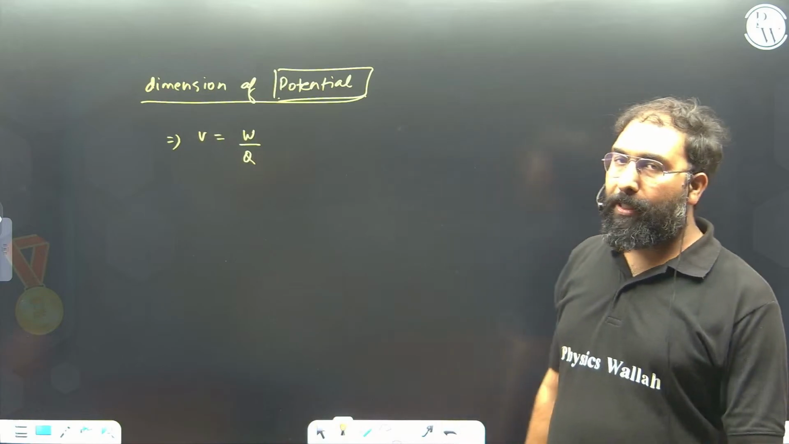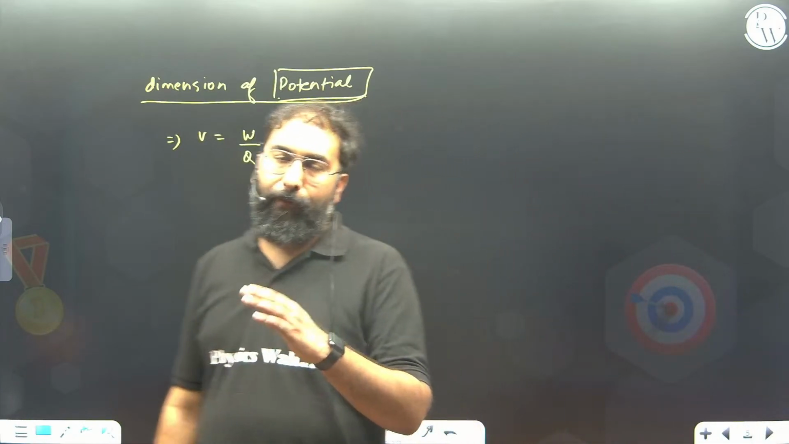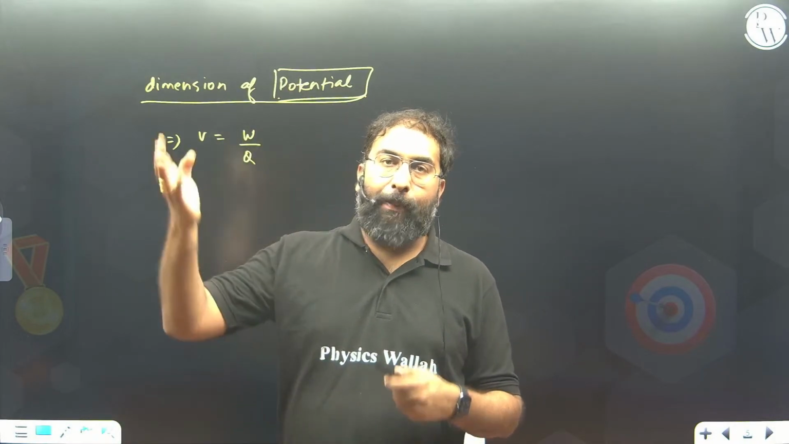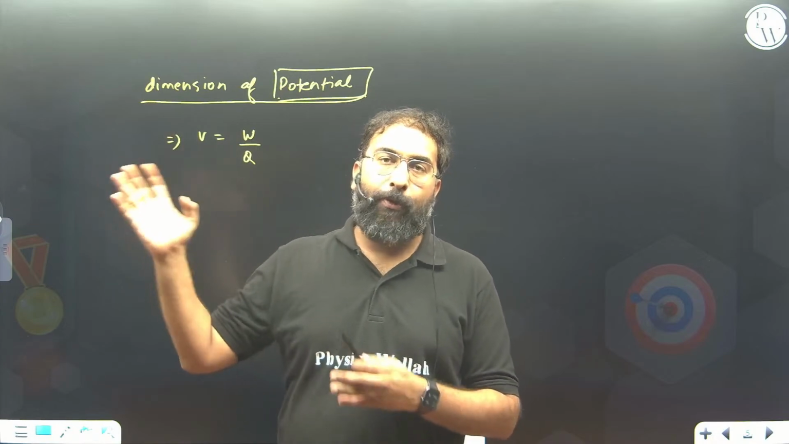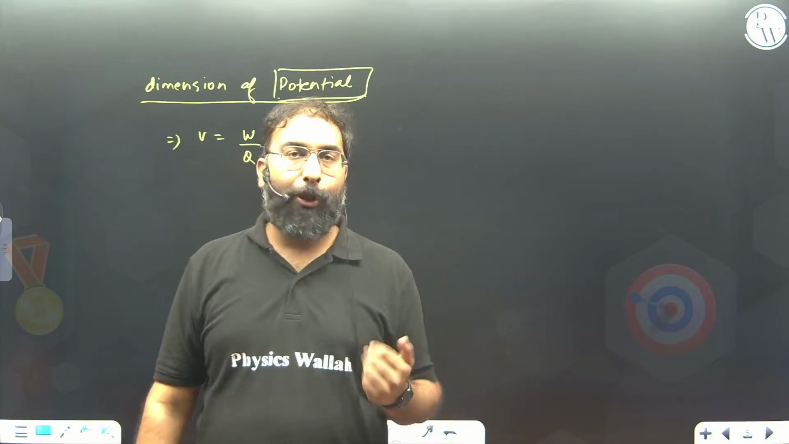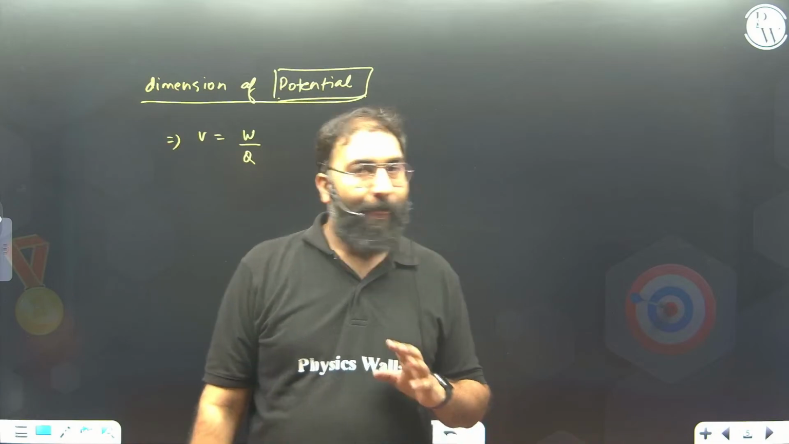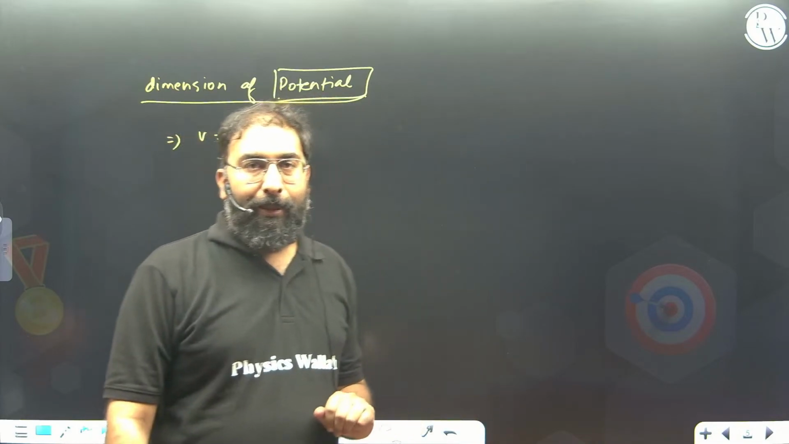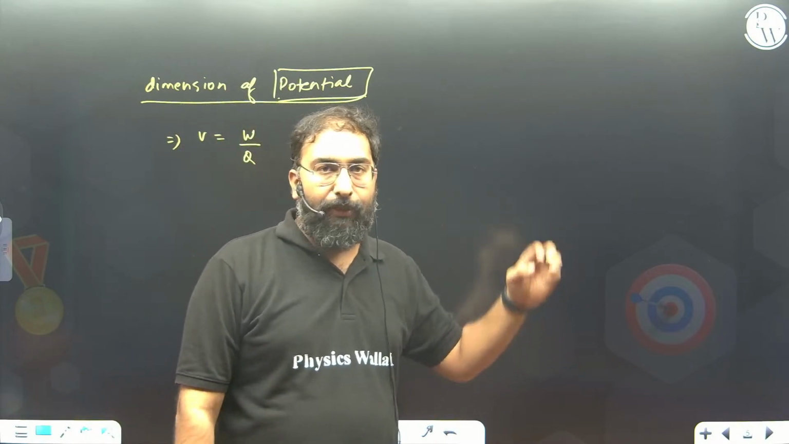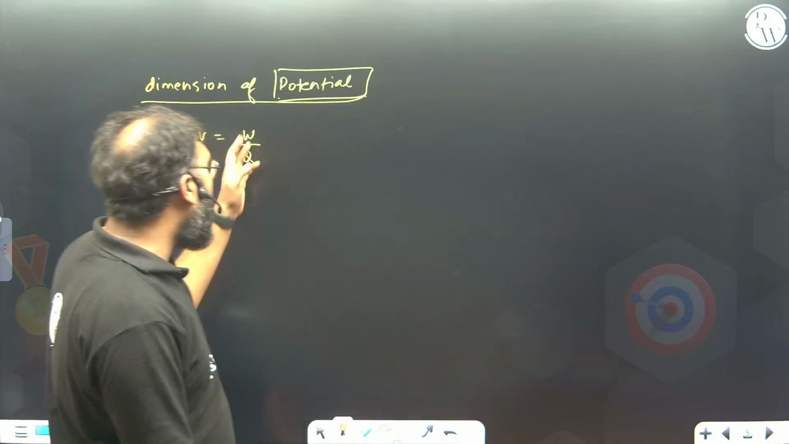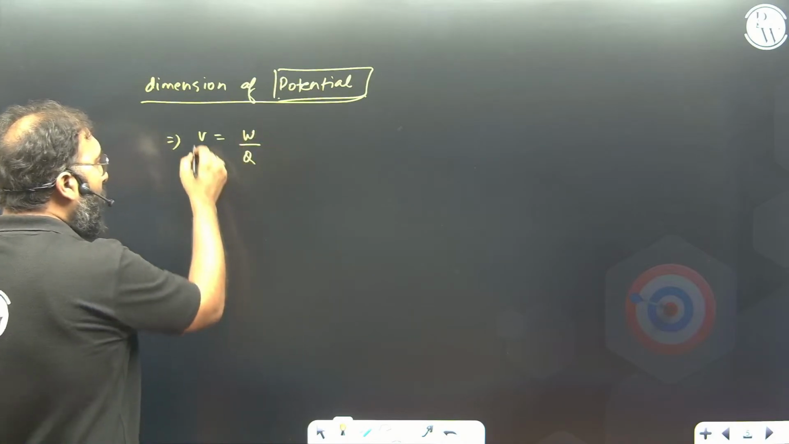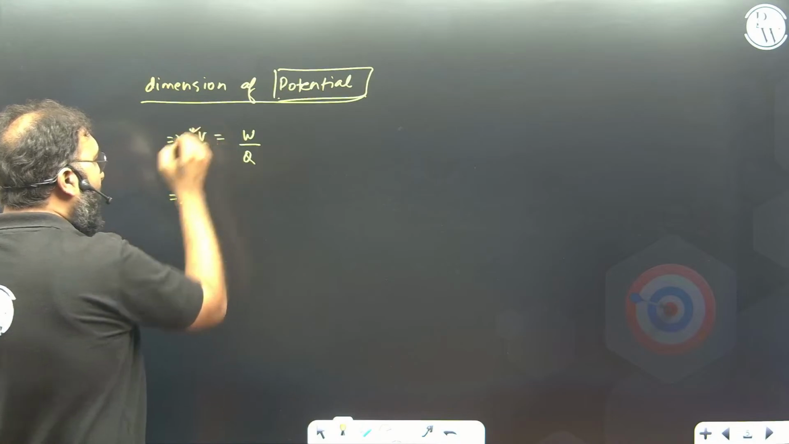V is work done per unit charge. When we define electric potential in electrostatics, what is the definition? The amount of work done in bringing a charge from infinity to a particular point in the electric field is known as the electric potential of that point, assuming the potential at infinity to be 0. If we bring a test charge into the electric field against the field, then the potential is W by Q, where W is the work done and Q is the charge. And I have to write down the dimension of this one.